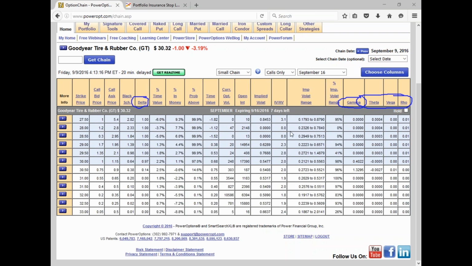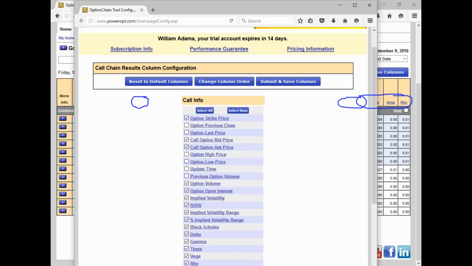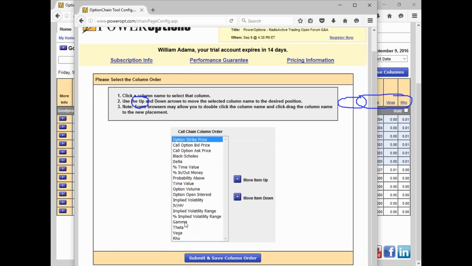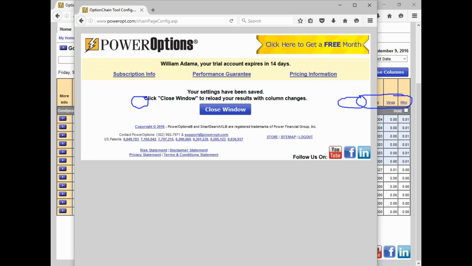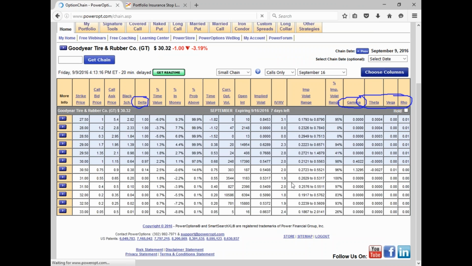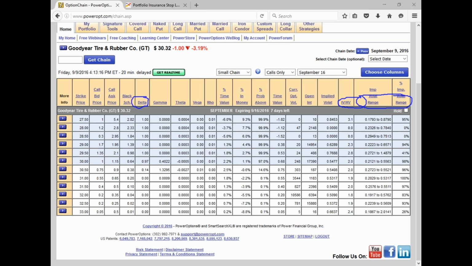I'm going to go back to choose columns. Let's move everything up. All right, so I want my gamma next to the delta. So I'm going to want theta there, vega, and rho. Okay, there we go. Perfect. Okay, so now let's clear this up. And as everyone can see, hopefully, there we go. Our Greek section is right here, the delta, the gamma, theta, vega, and rho.